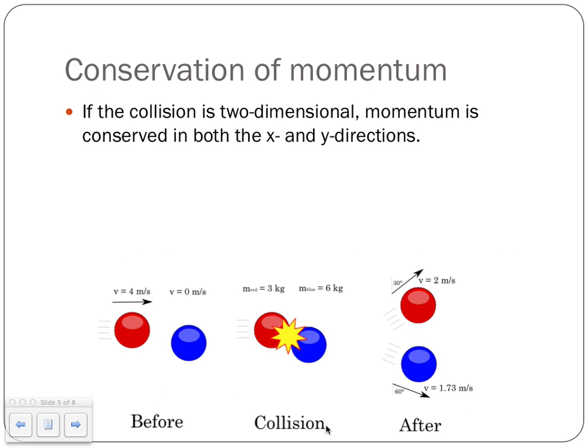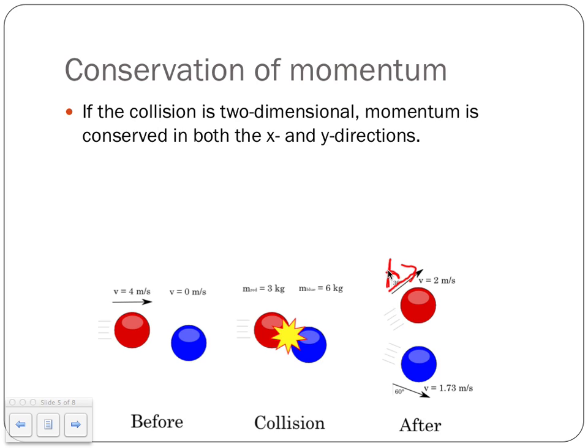If the collision is two-dimensional, the momentum is conserved in both the x and the y directions. In this case, at the bottom, we have a red ball going 4 meters per second to the right, and a blue ball that starts off going 0 meters per second. They collide, but because they're offset slightly, we end up with the red ball moving at a 30-degree angle, 30 degrees in that angle right in there, at 2 meters per second.